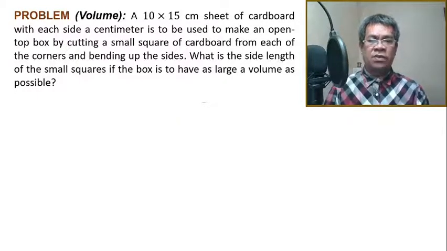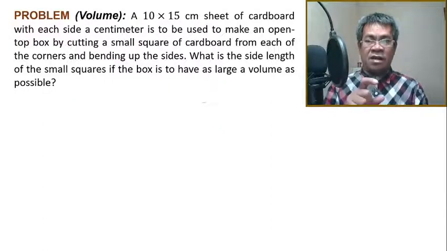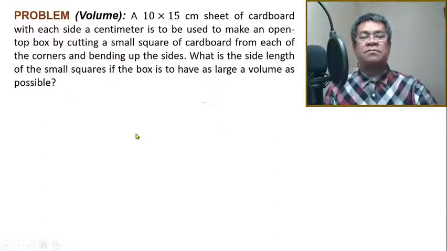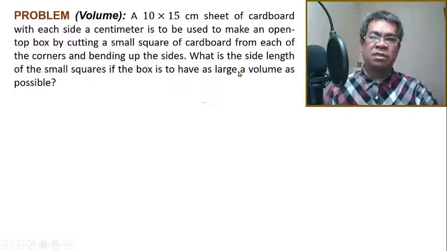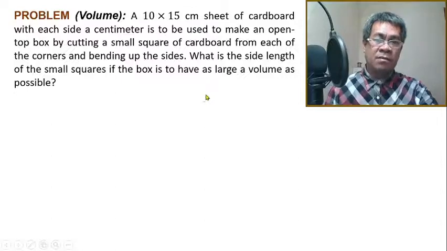Now remember that depending on how you cut it, you will arrive at the volume. Not all sides that can be cut at the corners provide a large volume. It depends upon your cutting square at the edge. So how much is the dimension of that corner? That will be the problem.